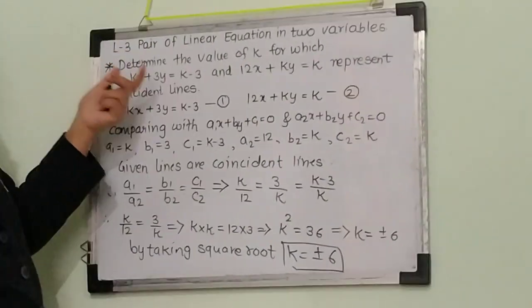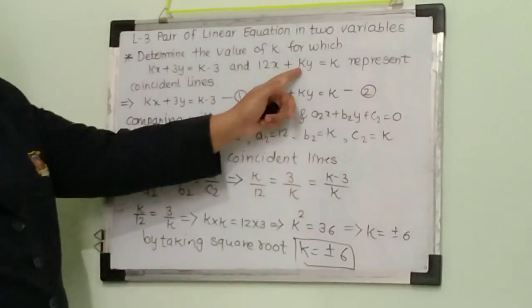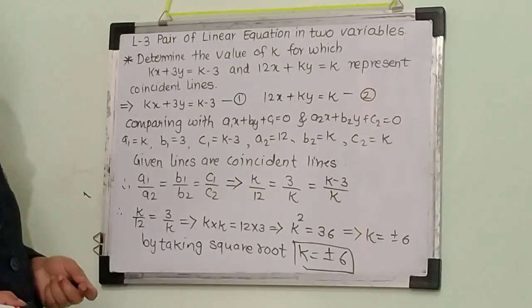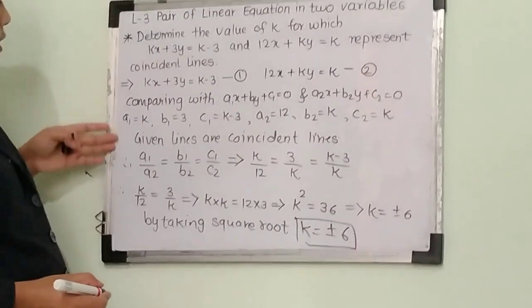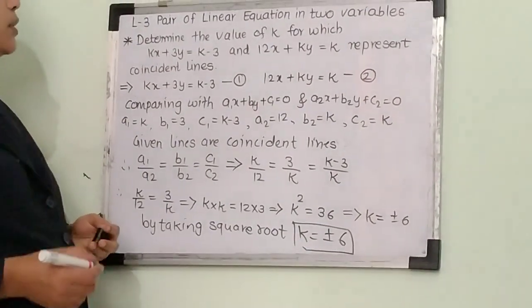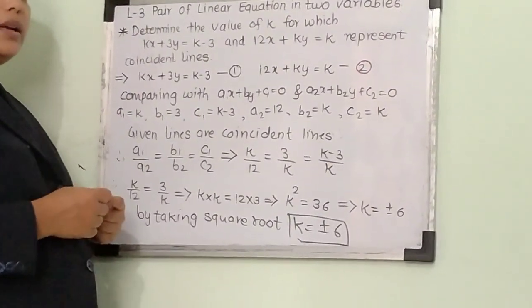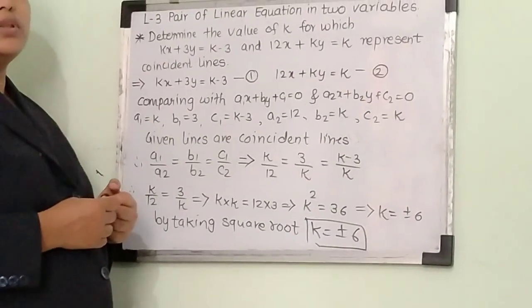given condition. Sometimes here instead of coincident lines, they have written parallel lines. Or here we get one more question: determine the value of k for the given pair of linear equations having no solution. So we have to go through these same steps for finding the value of k. In this way we can find out the value of k. So in this way we can see the whole topic, linear equations in two variables.